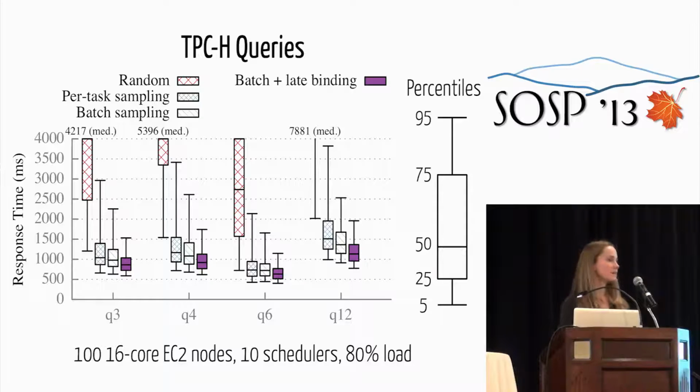The other takeaway here is that Sparrow improves median response time by quite a bit compared to per task sampling, the best prior technique, but it also improves 95th percentile response times by as much as a factor of 2.